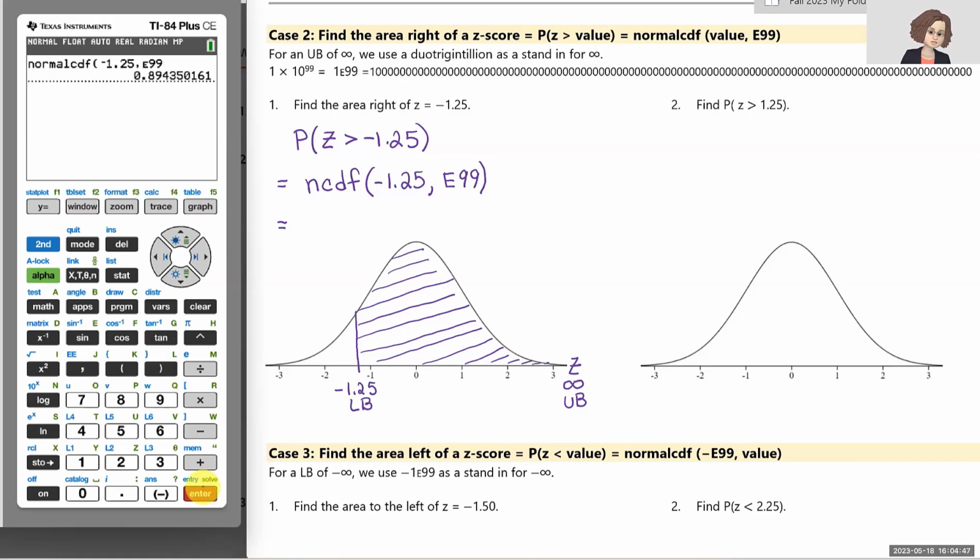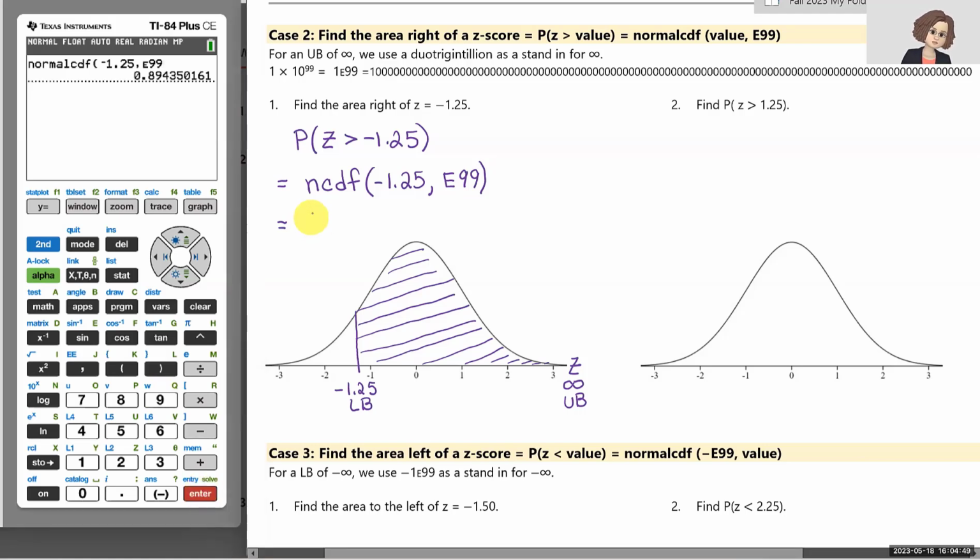We'll just hit enter, and we'll round that to 4 decimal places, 0.8944. So as a percent, I've shaded 89.44% of that normal distribution.